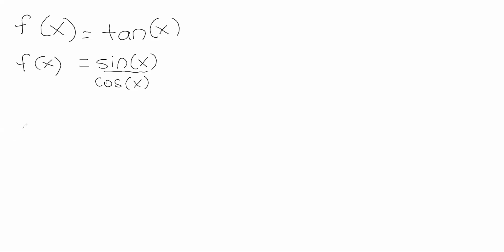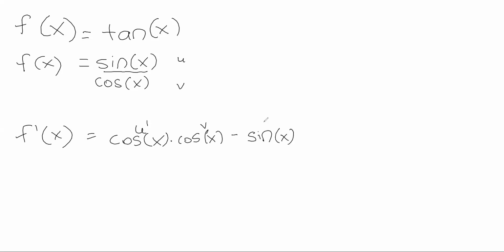We want to find f prime of x. Our top function is u, bottom function is v. So the derivative is going to be the derivative of the top times the bottom. Derivative of the sine function is just cosine. So we have derivative of the top times the bottom. And then we have minus the top times the derivative of the bottom. The derivative of cosine is negative sine. All over the bottom squared.